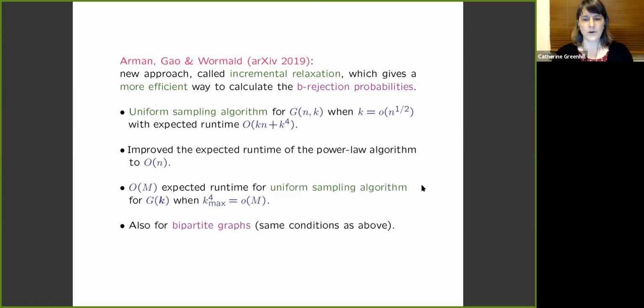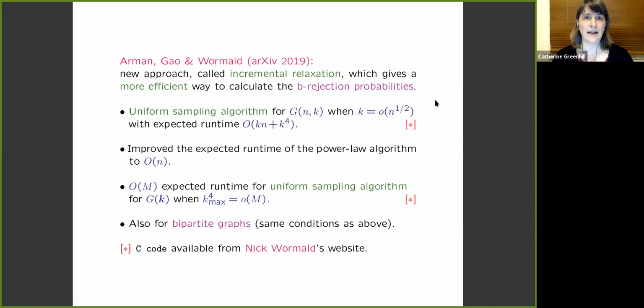Okay. They also looked at the McKay-Wormald algorithm and showed that, using incremental relaxation, you get order m expected runtime under the same condition, k max little o of m. So that's for irregular degree sequences, and there is a result for bipartite graphs under similar conditions. Okay, so if you want to generate some random graphs and they fit into these categories, then you should probably be using these algorithms, especially if it's a regular or an irregular sequence that satisfies these conditions, because C code is available from Nick Wormald's website. So that's pretty cool. Okay.